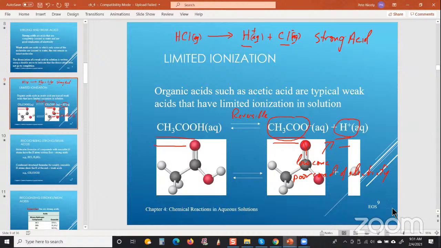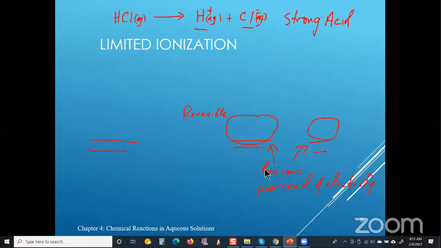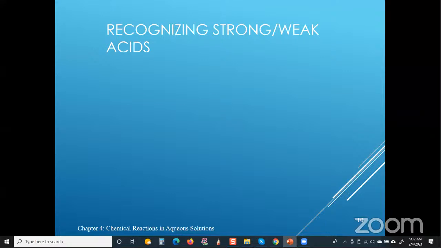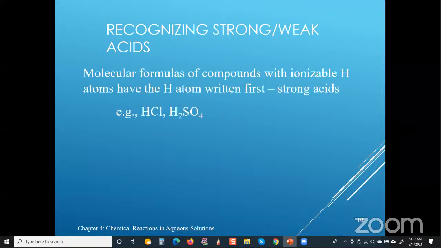In fact, the next slide is about how we determine a strong acid versus a weak acid. In terms of how we conventionally write down the formulas for these acids, usually the strong acids are written such that the hydrogens are in front. For example, hydrochloric acid is HCl, and sulfuric acid is H2SO4. So the hydrogens are always written first in the formulas of strong acids.